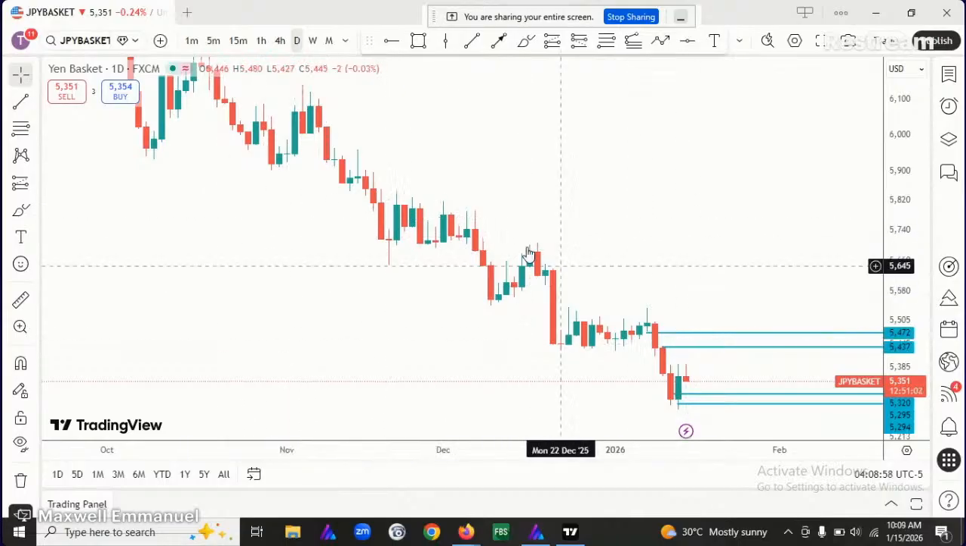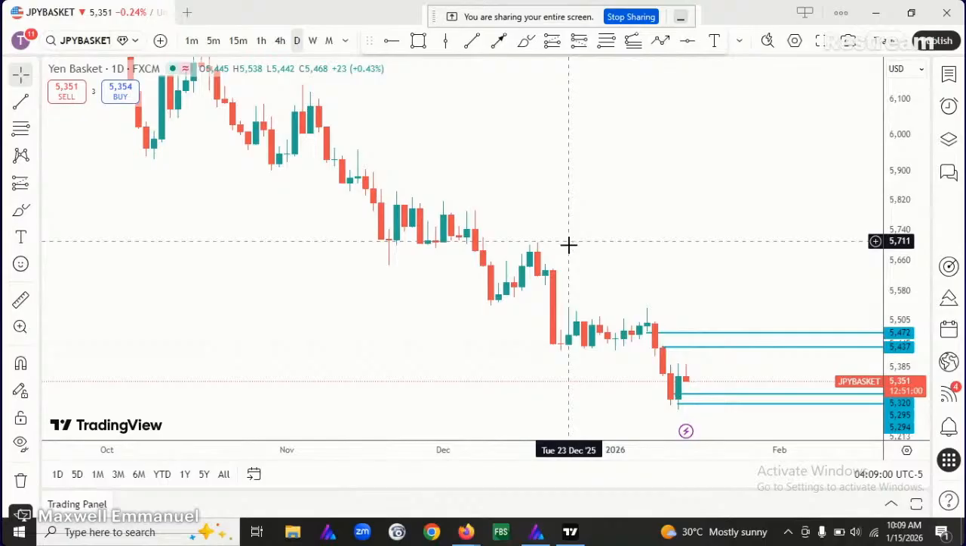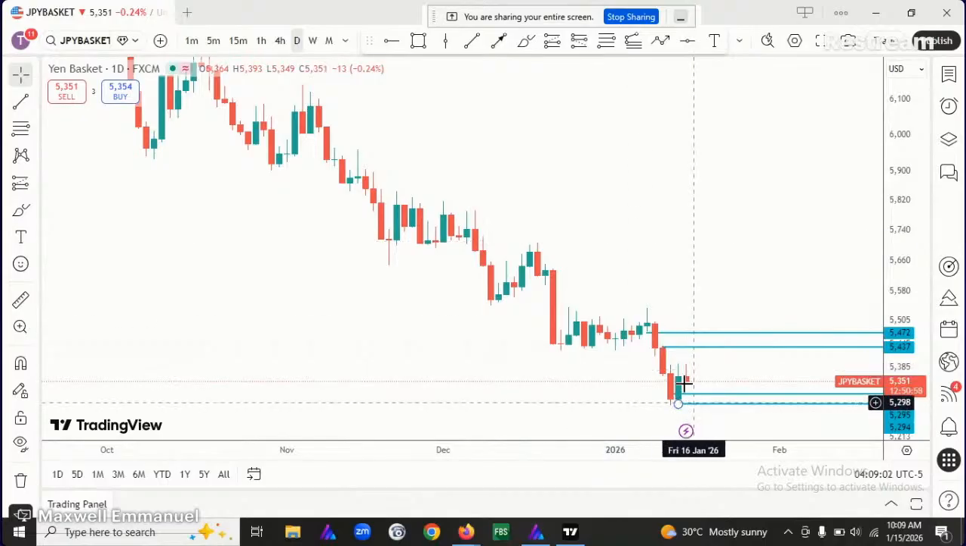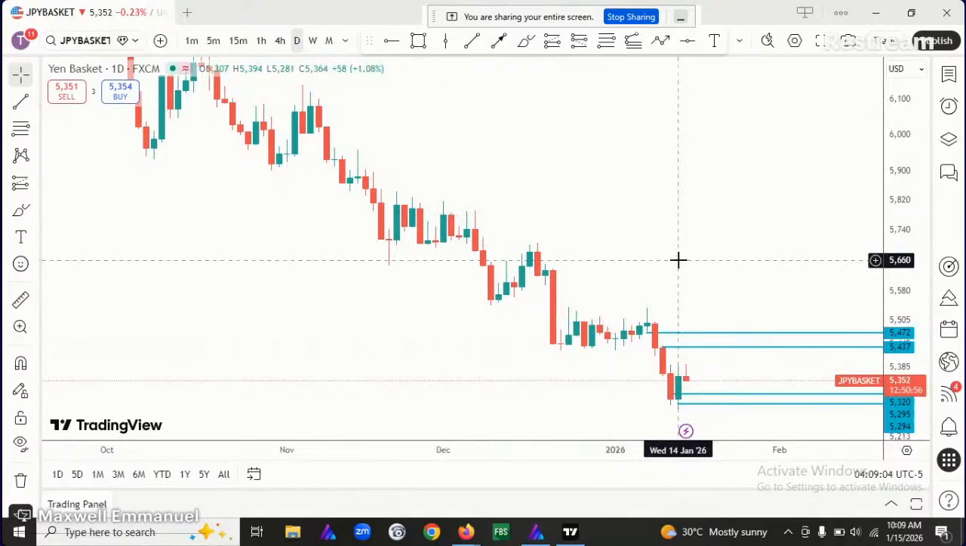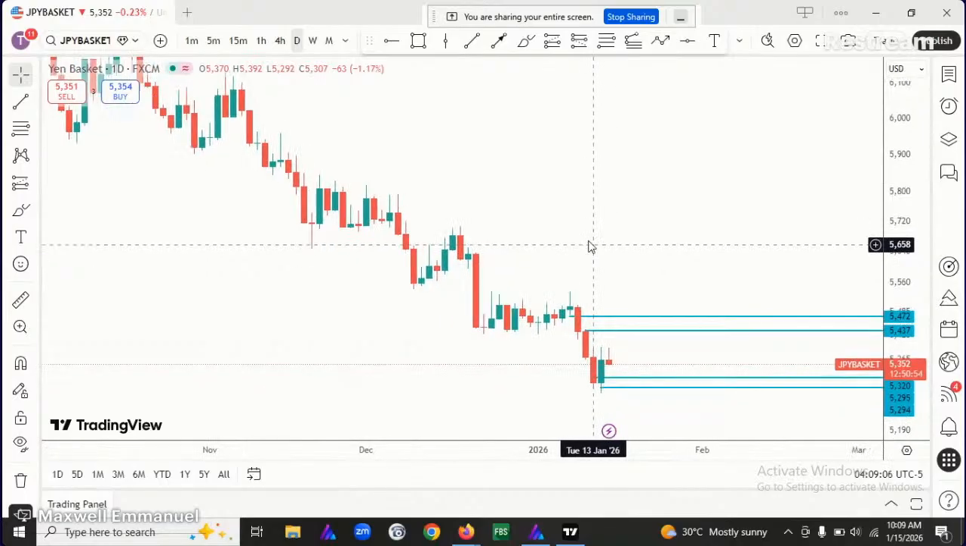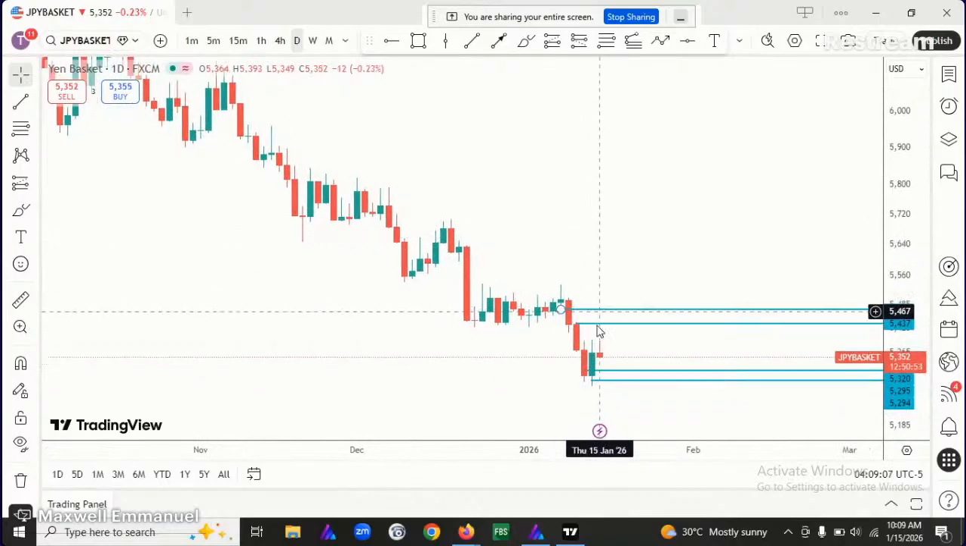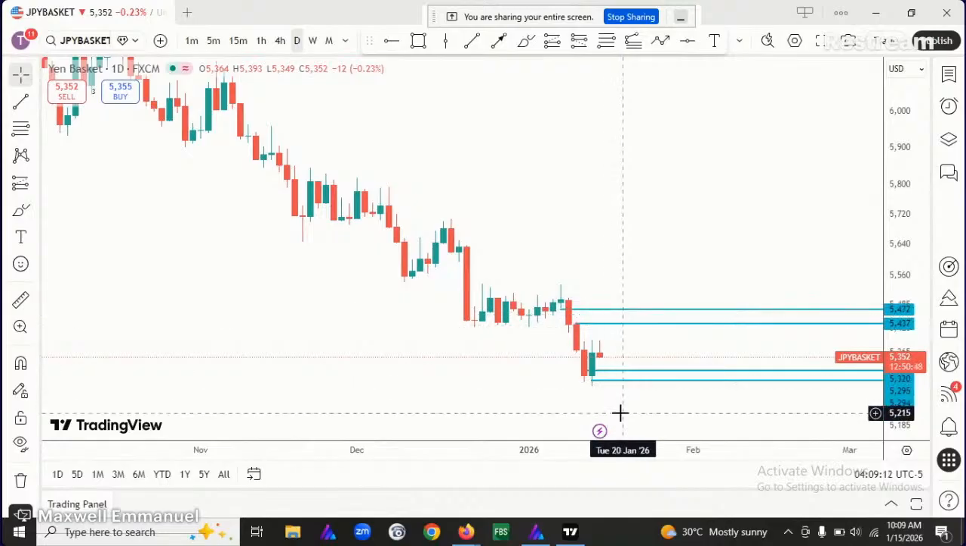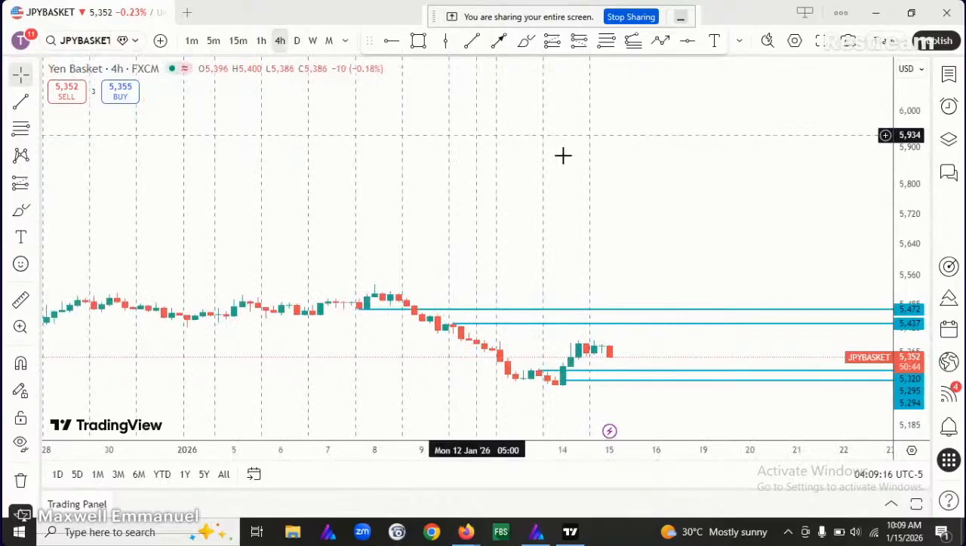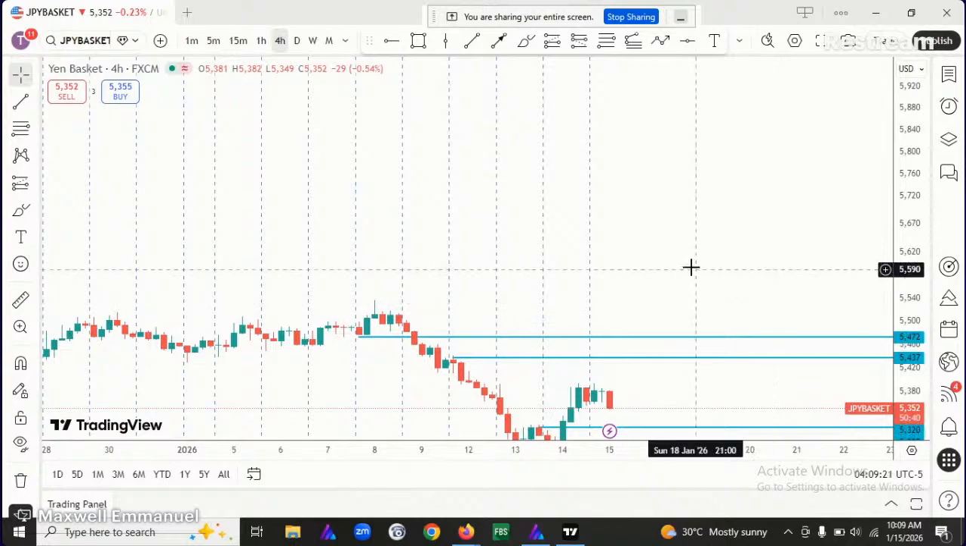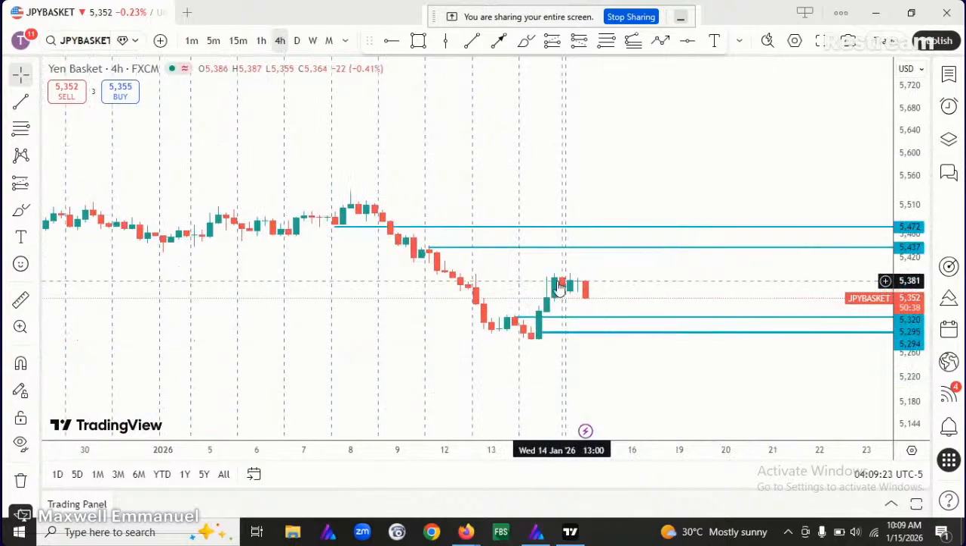So this is the yen basket. Yesterday's candle closed bullish. I told you guys yesterday I would love to see yen come fill the gap before going bearish. Let's see what we have on the 4 hour now. So yen has been in a range, you can see it has been in a range.